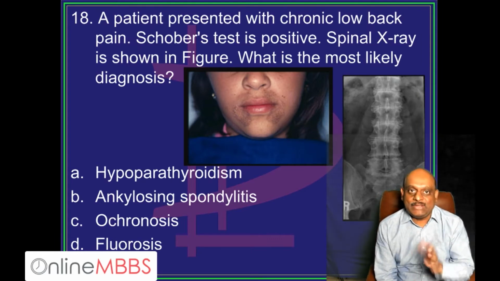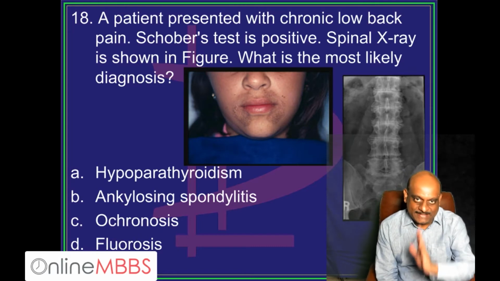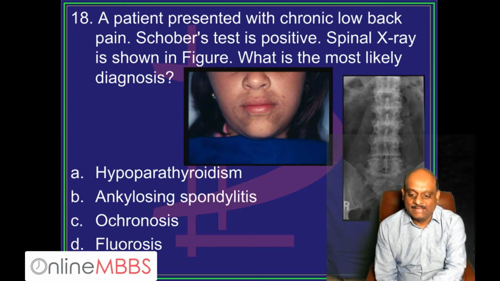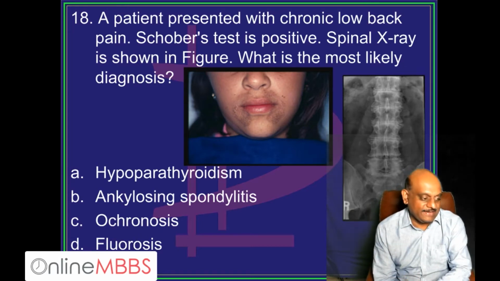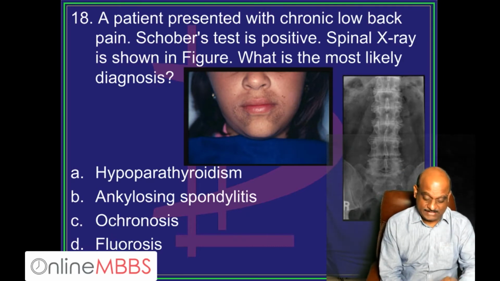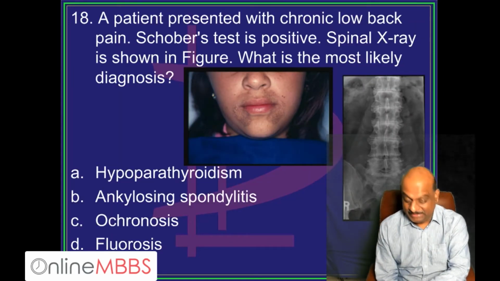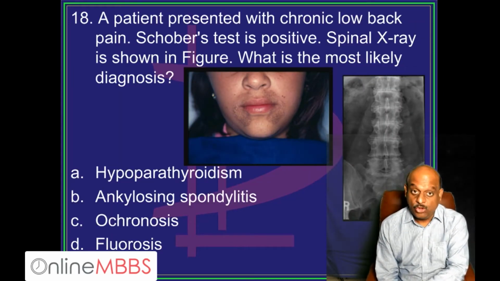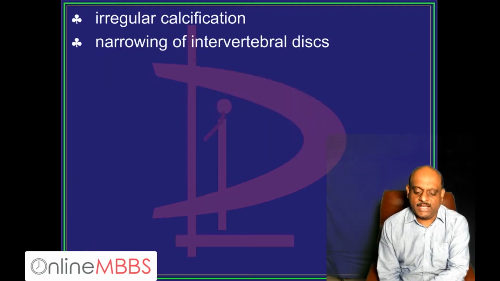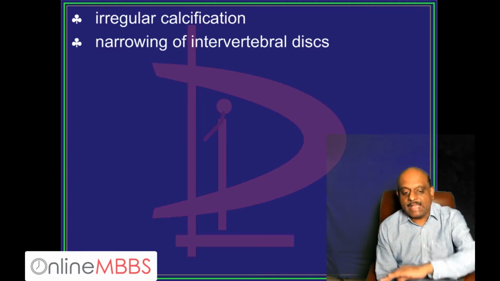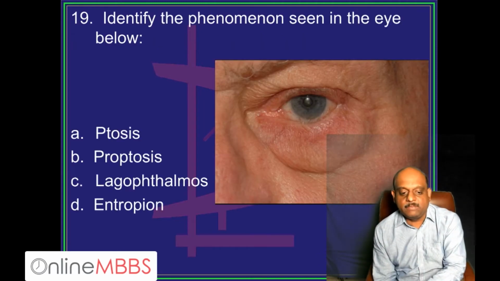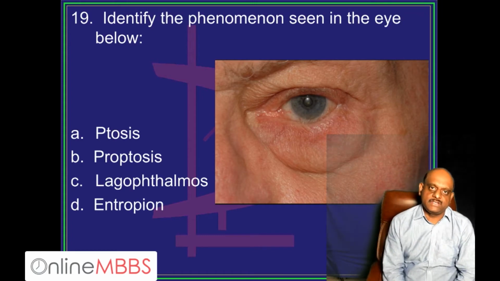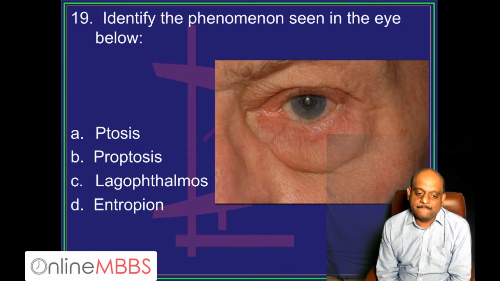I know you are all fascinated by the spine radiograph to answer ankylosing spondylitis, but it is ochronosis where you also find the pigmentation. Same ditto question. Don't tell me I leaked the paper. So irregular calcification and narrowing of the intervertebral discs are the classical features that you are able to see.